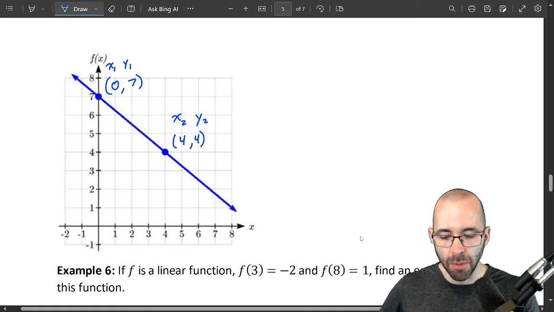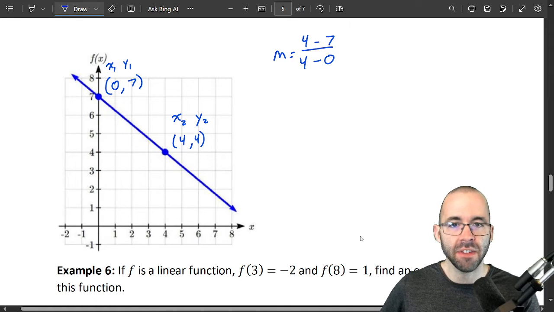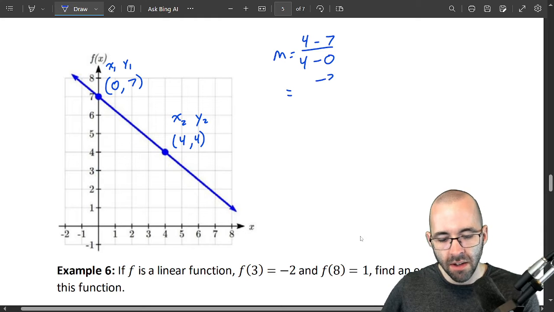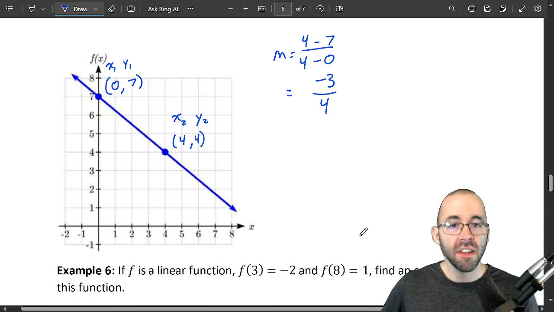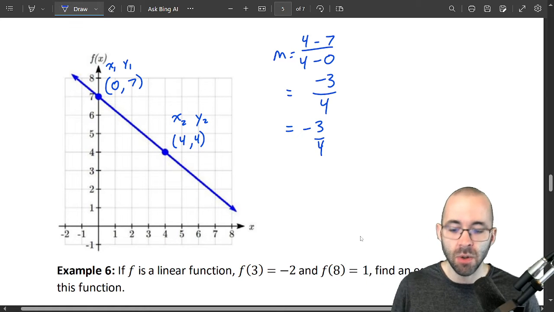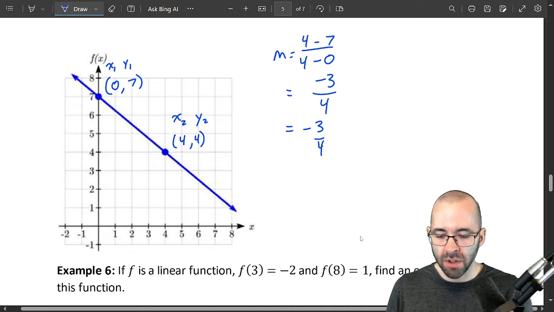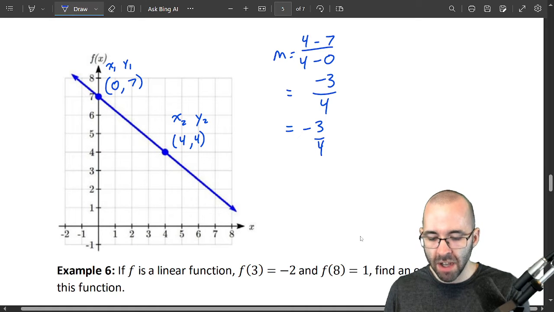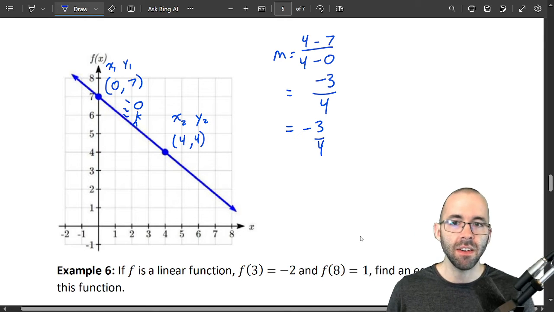So let's just find the slope. It's a change in y over the change in x. Second y minus first y divided by second x minus first x. 4 minus 7, negative 3 over 4. This says that our slope is negative 3/4. Slope is negative, should be decreasing. And yeah, as we go left to right, we imagine a person walking down from left to right. They're going downhill.